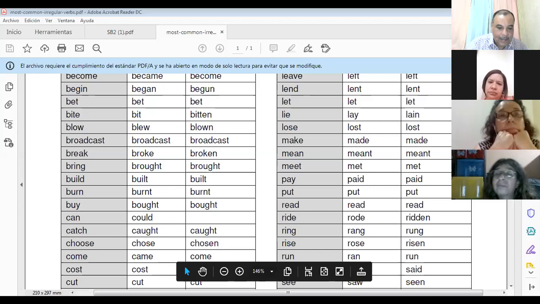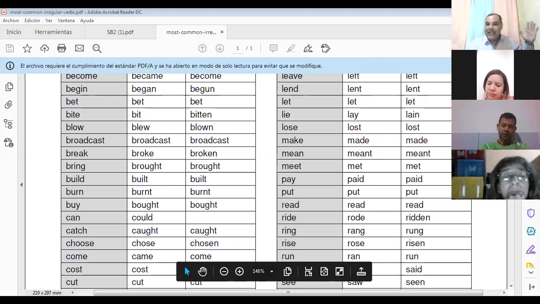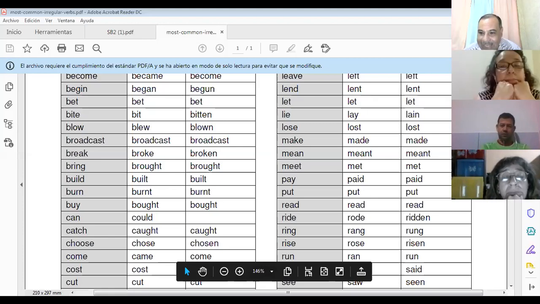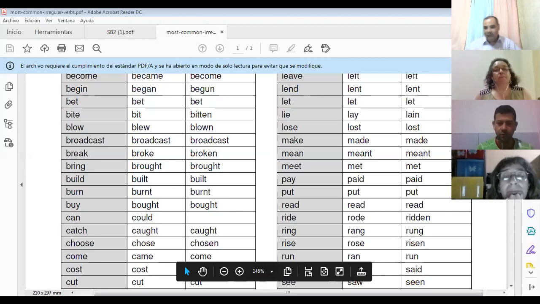We are going to see when we use it. Now let me explain this. While the page is loading, in the simple past, we talk about an action that began in the past and finished in the past. Is that clear? For example, I ate pupusas yesterday. The action began in the past, and when did the action finish? Yesterday. So the action is finished. So that's when we use the simple past.